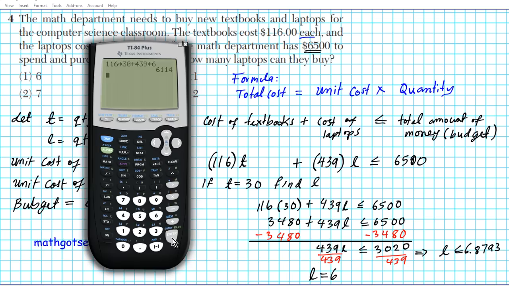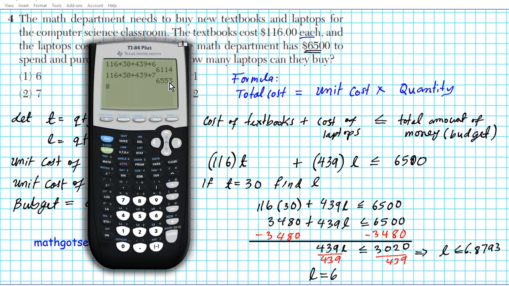Is that within budget? The answer is yes. Now let's change it. What if we have 116 times 30? This is the total cost for textbooks, plus 439 times, now instead of 6, let's say we rounded this answer up to 7. Bam, we have $6,553. This is over budget.